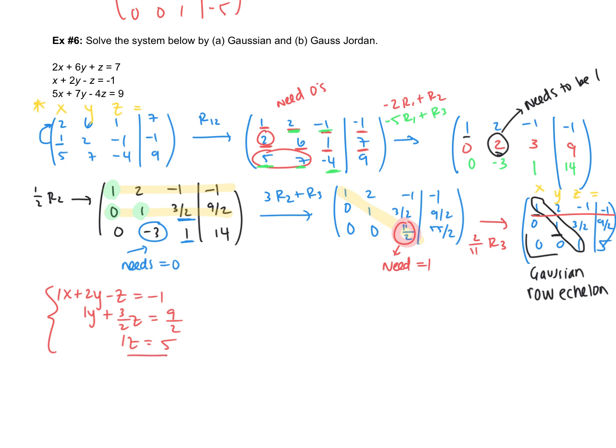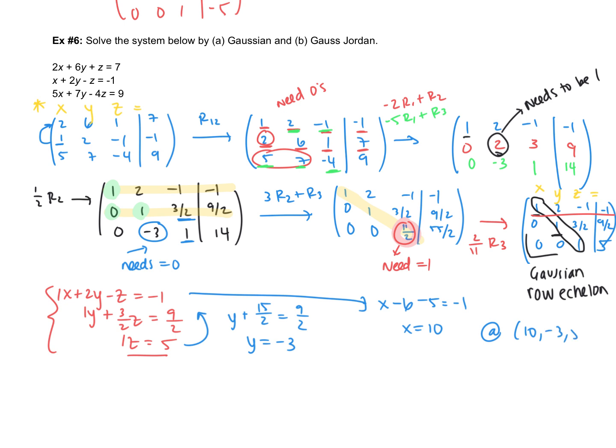We already have that z is equal to 5. Then if we go back, substitute that into our second equation, we have y add 15 over 2 is equal to 9 over 2, which tells us that y is equal to negative 3. And then if we go to our very first equation, we get x subtract 6 subtract 5 is equal to negative 1, which tells us that x is equal to 10. So we have now accomplished part A of this question. We have solved by Gaussian, and we have a solution of 10, negative 3, 5.